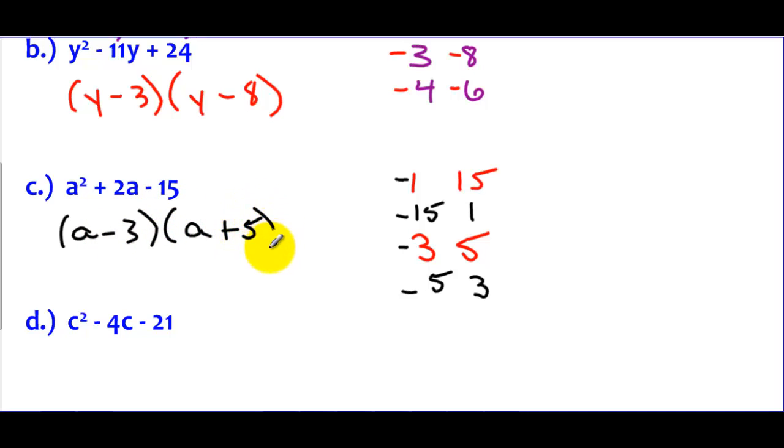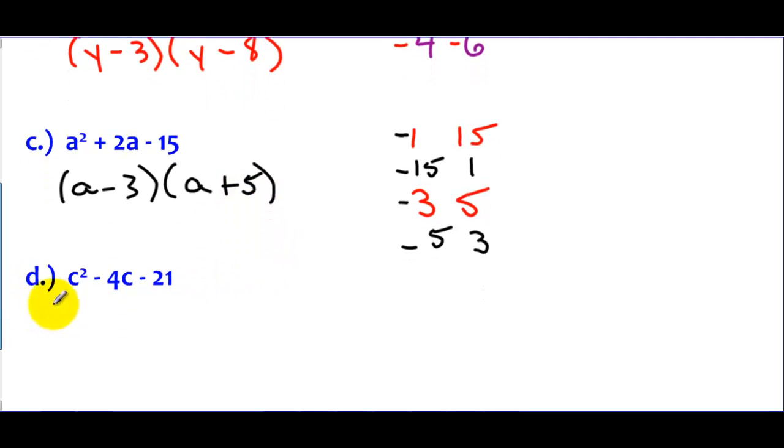Okay? So your last one, I'm just going to give you the answer for, and you can go through and think about why that's correct. In this case it's C, and I need numbers that multiply to negative 21. Well, it looks like it's going to be C minus 7 and C plus 3, and that works for this one. Okay, so there are going to be some examples to try to do this.